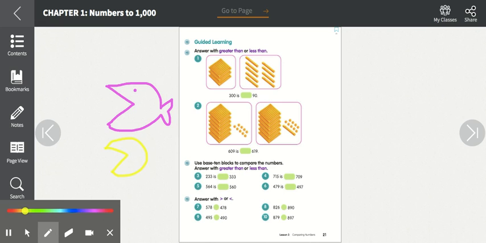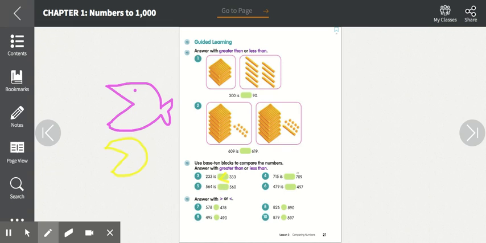Okay, this is my favorite part. I get to draw. I'm going with Pac-Man. So I would look at these two numbers. I'm going to look at the hundreds. This number is greater, so I'll put the symbol like that because this is the larger number. So I would say 233 is less than 333.